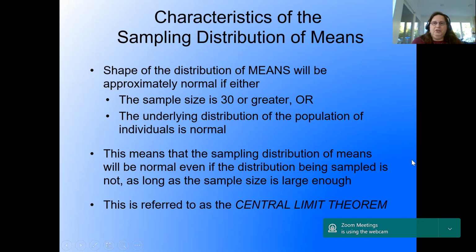Sorry, the screen sharing just went a little crazy for a second, but I think we're back here. And I just am going to say again that this is referred to as the central limit theorem.